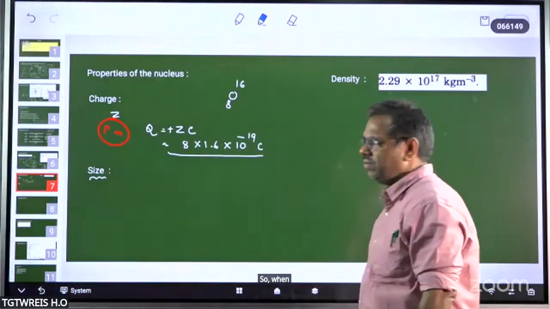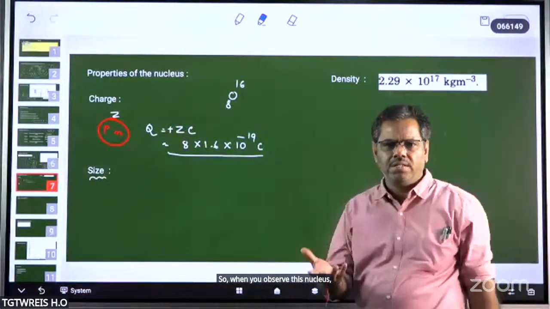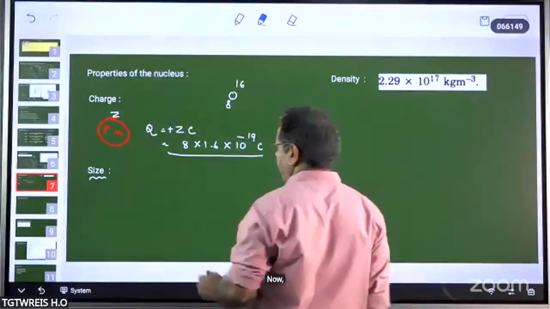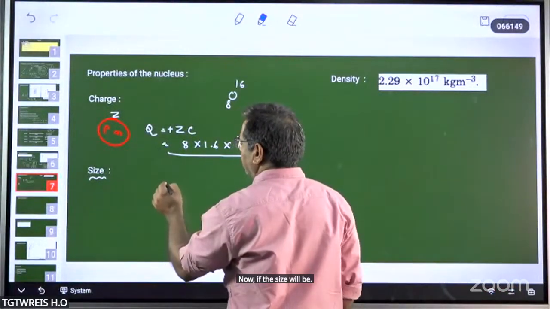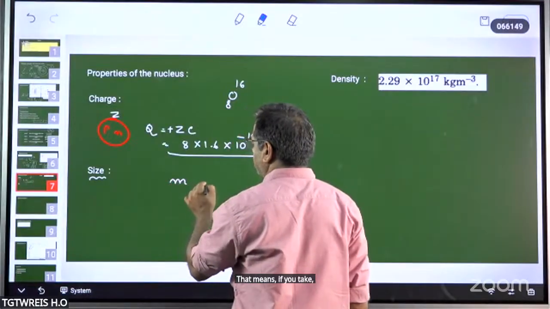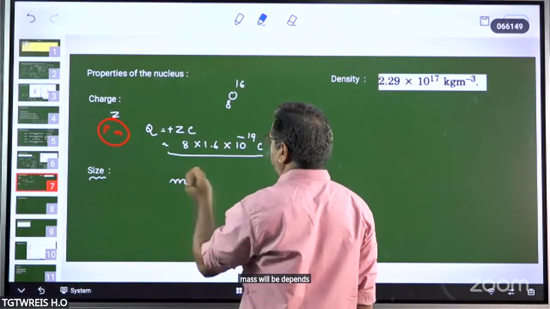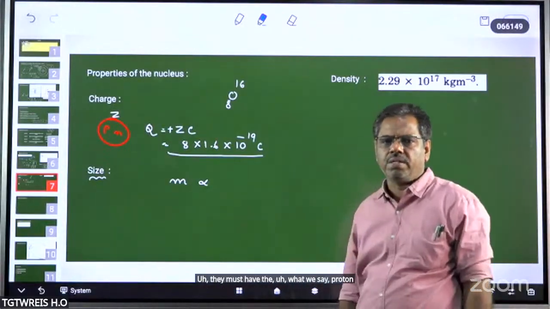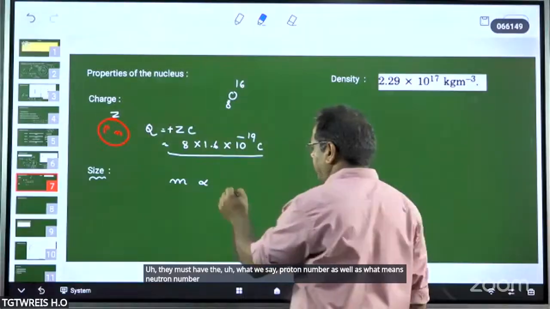Now when we come to the size, when you observe this nucleus, obviously it will be in spherical shape. Now its size will depend on, for example, the mass, which depends upon the proton number as well as the neutron number, that is equal to the mass number A.